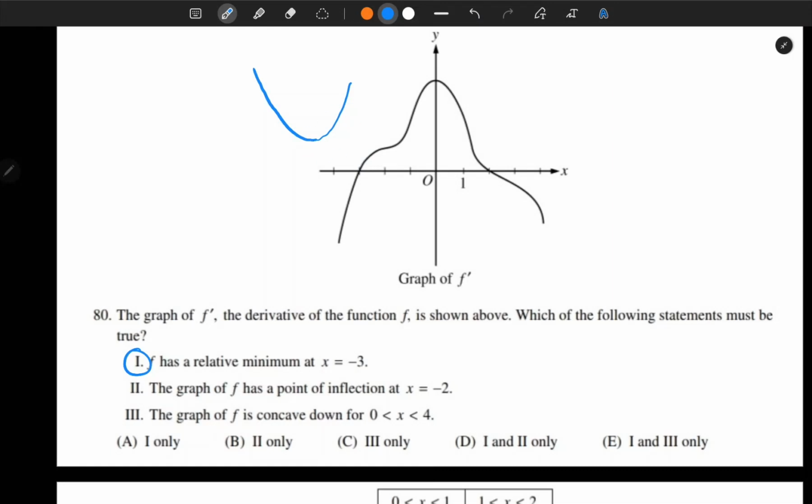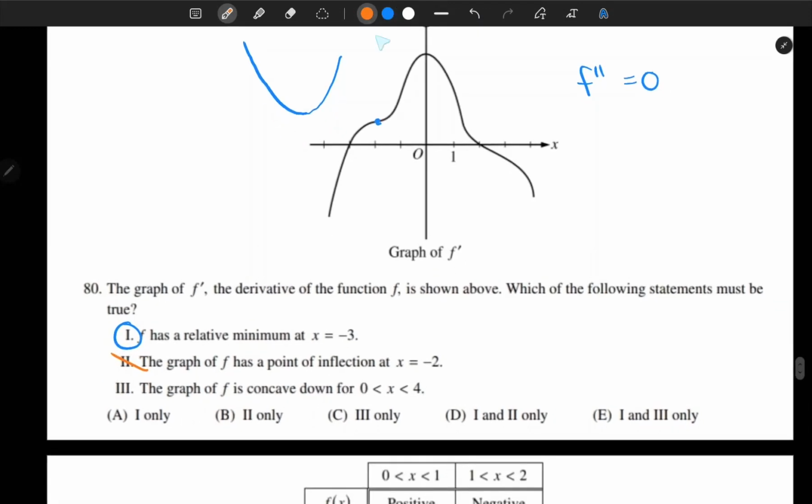So, looking at the second statement, we wish to see whether or not the graph of f has a point of inflection at x is equal to negative 2. So x is equal to negative 2 is this point here. And we see that, looking at this, a point of inflection occurs when f double prime is equal to 0. But the derivative here is not quite 0, it's slightly positive. So 2 is not true.